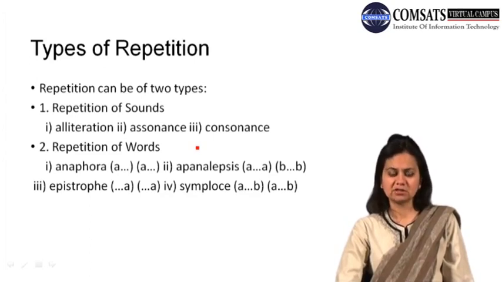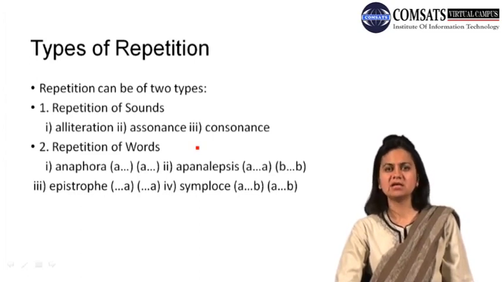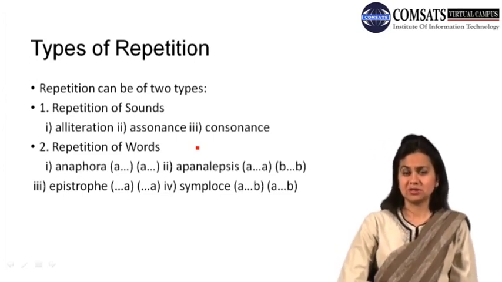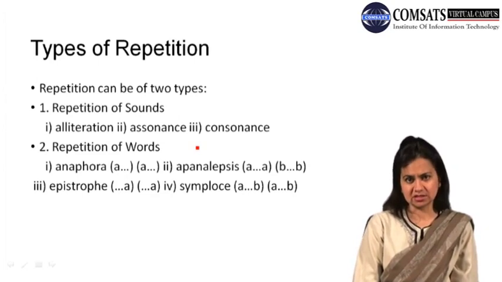Then we have epistrophe. Epistrophe means that there would be repetition of the same word, set of words, at the end of closely connected lines or successive lines. Whereas symploce reveals that the beginning and ending would be the same in closely connected lines or in successive lines. So this is what we did till yesterday.